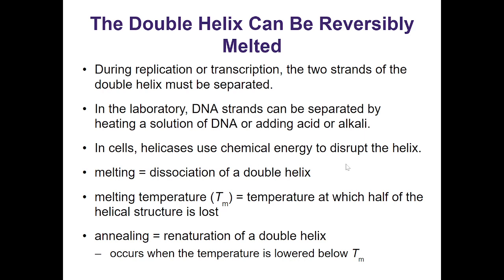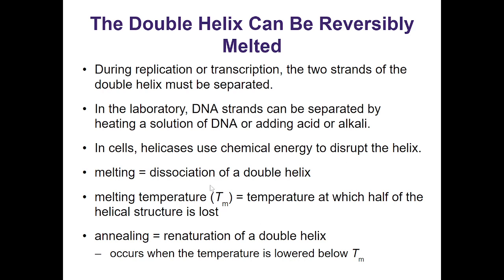In cells, the helicase is going to use chemical energy to disrupt the helix. The helicase is going to actually unwind that helix using chemical energy. Melting is going to be the dissociation of a double helix. And you can partially melt the DNA and not fully melt it, in case you're wondering.